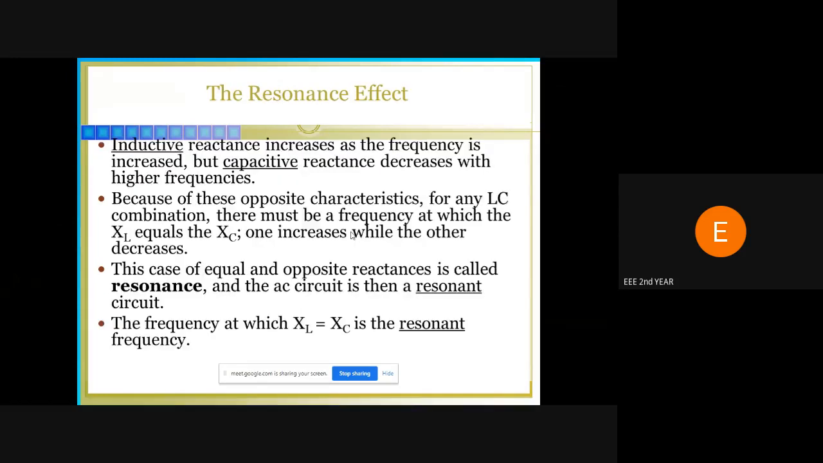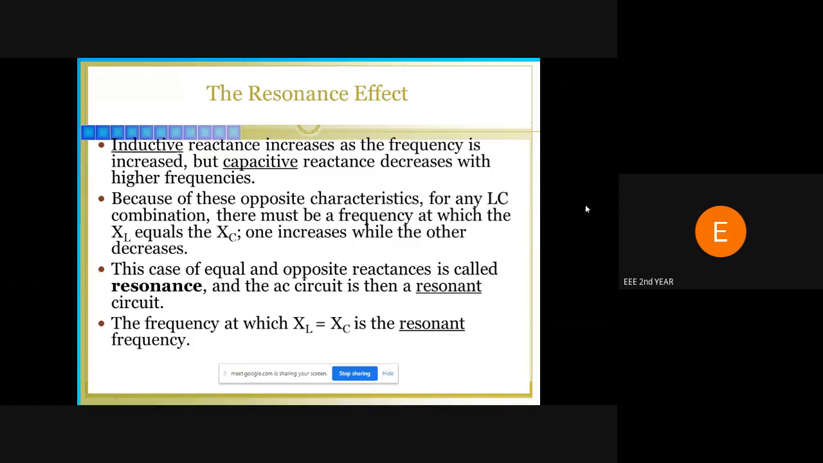In the resonance effect, first of all, we have to know what is meant by resonance. Resonance means XL is equal to XC. If a circuit satisfies the condition of XL equal to XC, that is, the inductive reactance is equal to the capacitive reactance, that can be seen as resonance. Here the inductive reactance increases as the frequency increases, but the capacitive reactance decreases because it is inversely proportional to the frequency. So with higher frequencies, these are opposite characteristics for any LC combination.